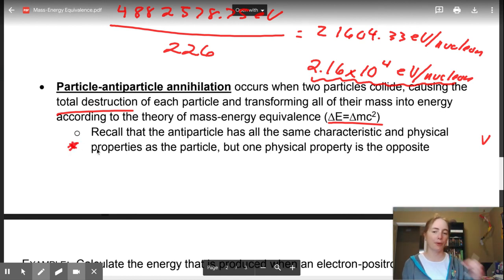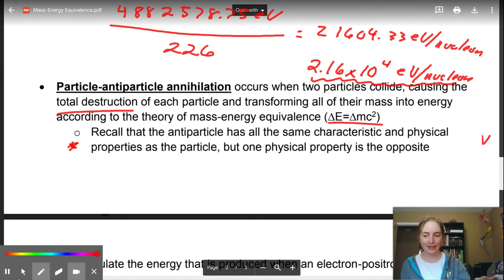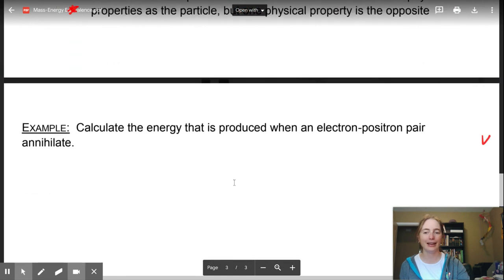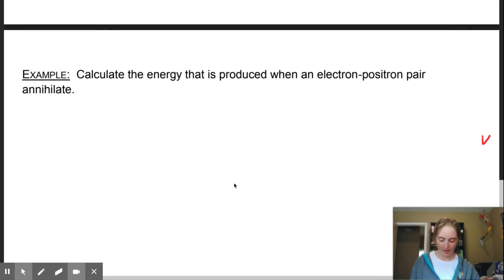So just to remember here, your antiparticle has the same characteristics, the same physical properties. The only thing that's opposite is the charge. And that is what results in our lovely annihilation. Okay.